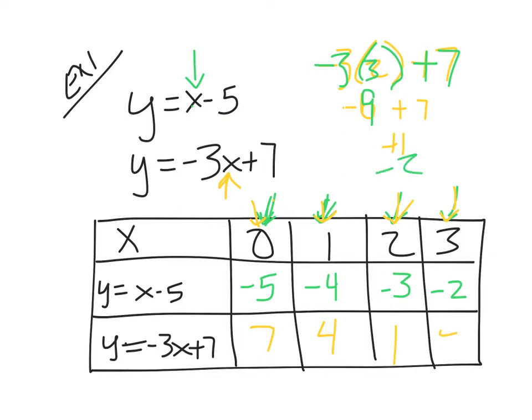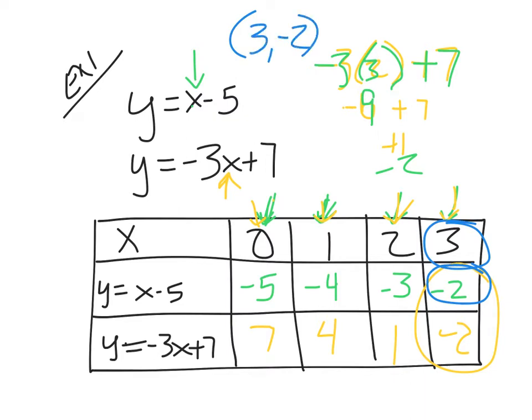Did I come out with where they have the same answer? Yes. Right here. See the negative 2's? So then you take your x and y. So here's x and here's my y. So the answer or solution to this system of linear equations is 3 comma negative 2. That is the answer. So you take the ones that have the same y, when they match, when you're dealing with a table.